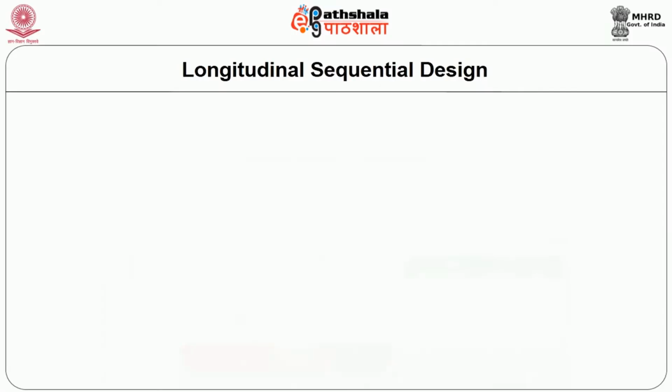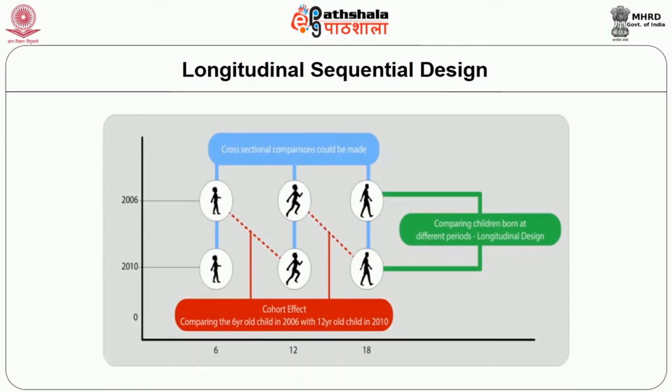Turning to the same example of sibling relationship provided to you already, both the questions could be answered by one design called longitudinal sequential design in this diagram. In this illustration, there were 3 children in their 6th, 12th and 18th year. They were studied in the year 2006 with reference to their nature of sibling relationship, and in the same way another 3 children during the year 2010.